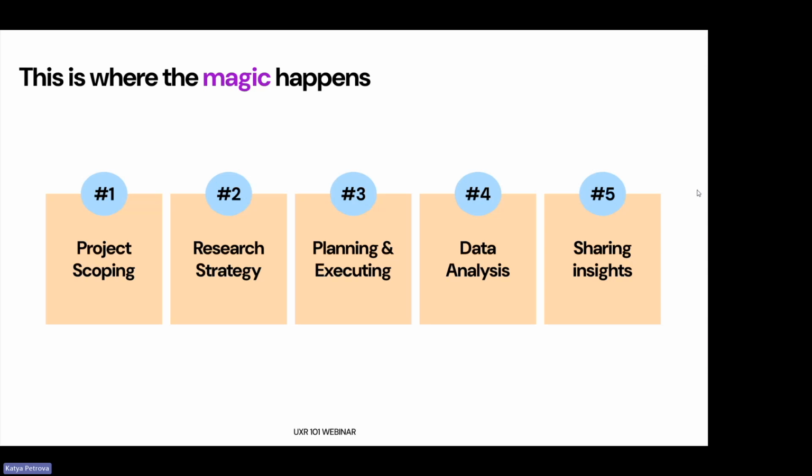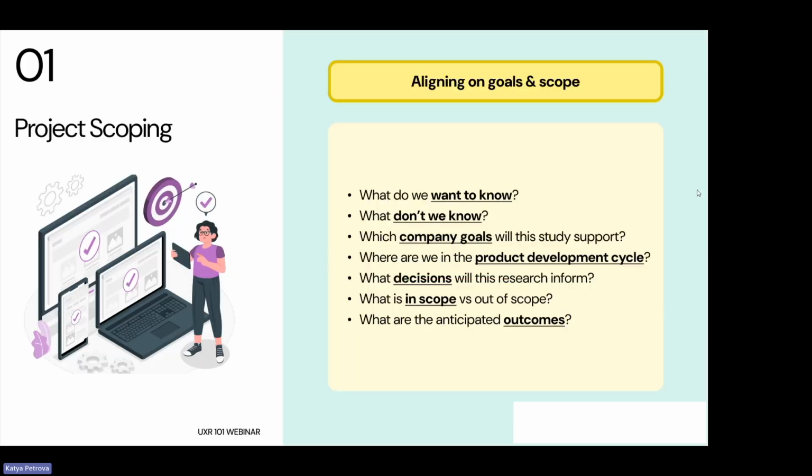So we're starting with project scoping, then we move on to determining a research strategy, then we plan and execute, meaning test, and we do the data synthesis and share our insights. In a little bit more detail, at the first stage of project scoping, we're deciding on our priorities and what research studies we will be doing.